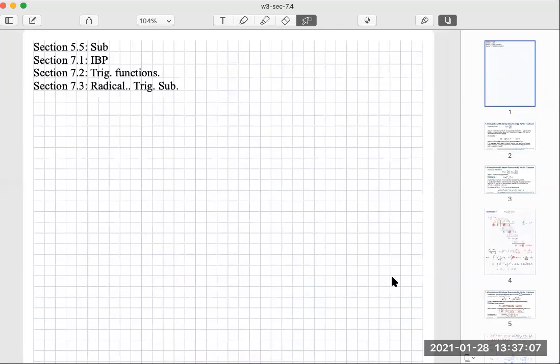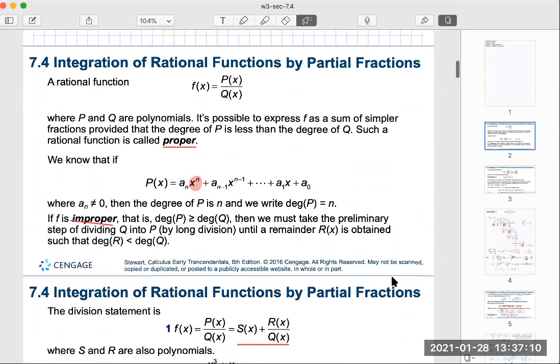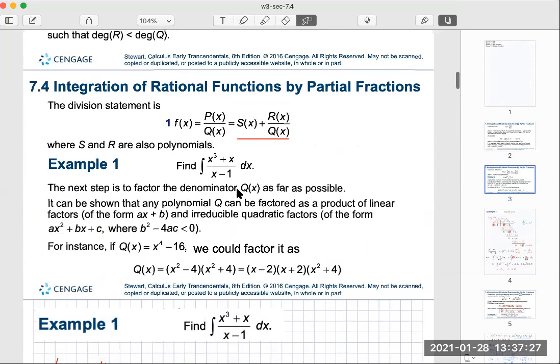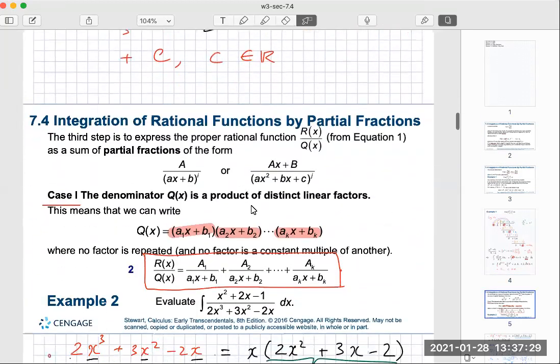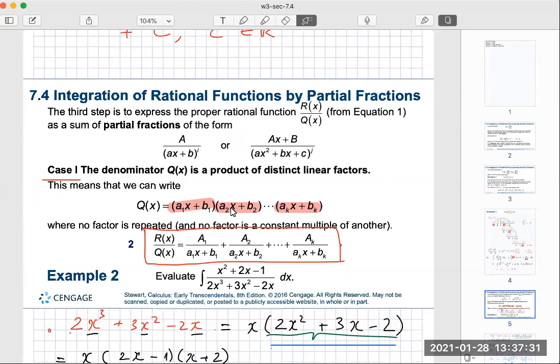Rational functions. Yesterday, a rational function is called proper if the degree of p is smaller than q, and improper if the degree of p is larger than or equal to q. The first case is when the denominator is a product of linear functions. We know that we can rewrite these rational functions as sums of these terms.